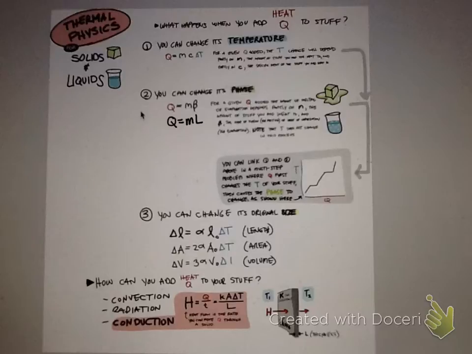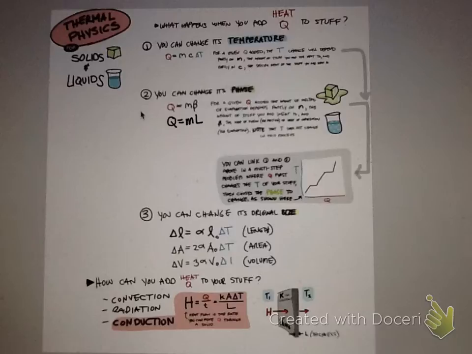How can you add heat to your stuff? Well, we've got convection, radiation, and conduction. Conduction is two solids in contact. Capital H is the rate of heat transfer, so Q over lowercase t. And so that's describing how fast the energy transfers. If you are transferring energy through a styrofoam cooler, that is going to be different than the rate of heat transfer through a piece of aluminum.